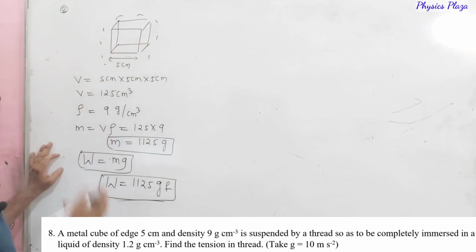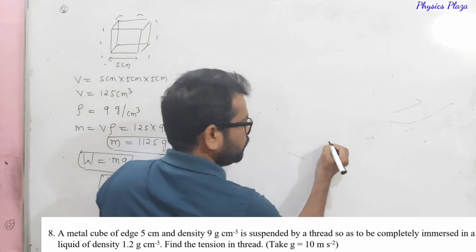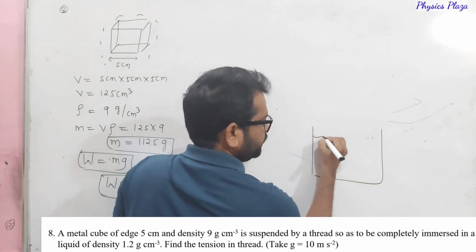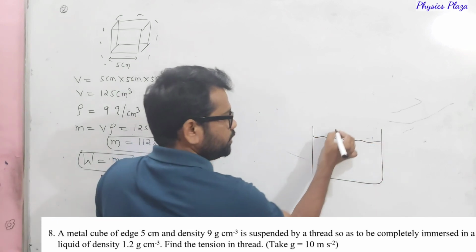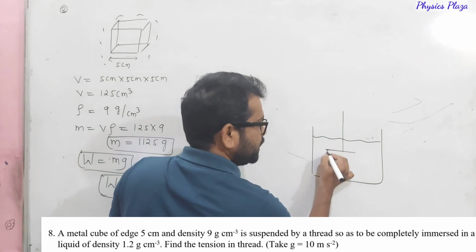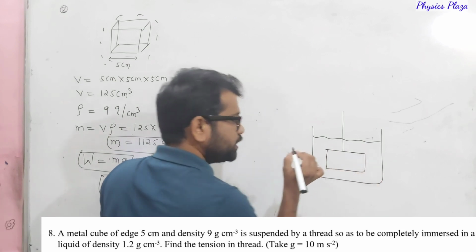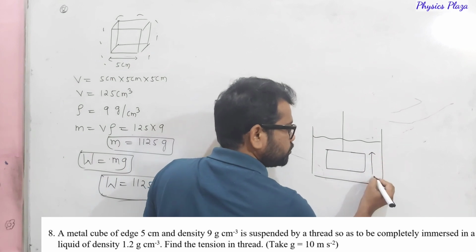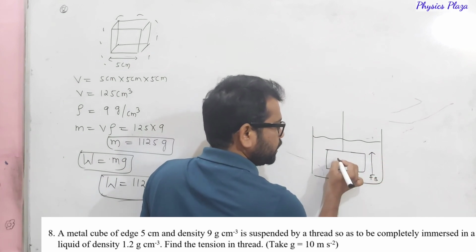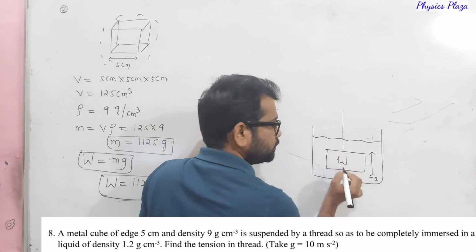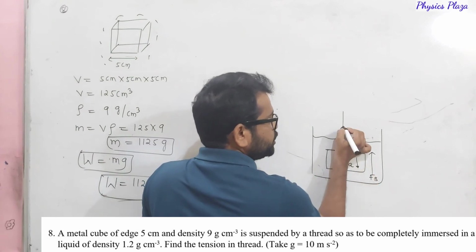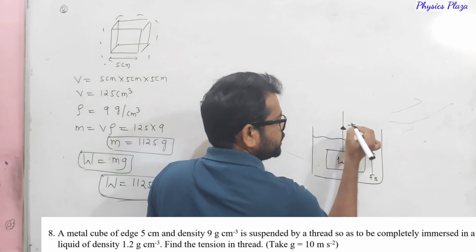Children, try to understand this complete solid. What is actually given here? Look at this. Here is a liquid in which a solid is suspended with a thread. Solid is suspended with a thread. And obviously on this solid, children, buoyant force will be acting in the upward direction and it will have some apparent weight acting in the downward direction. And tension in this thread will be acting in the upward direction, tension only.